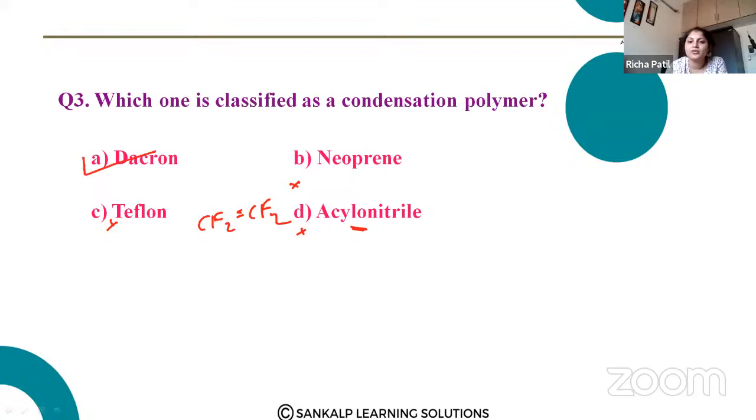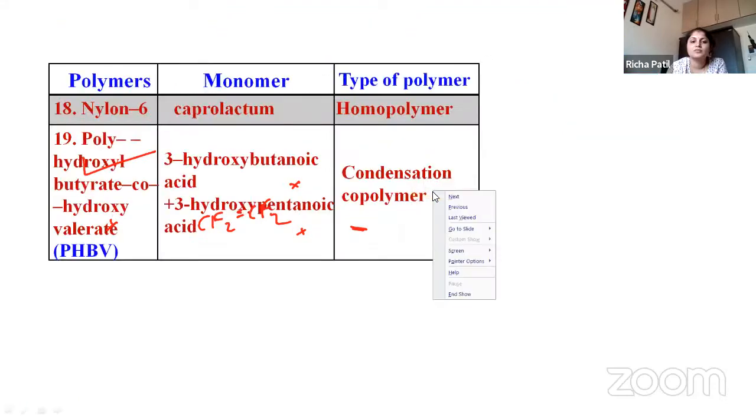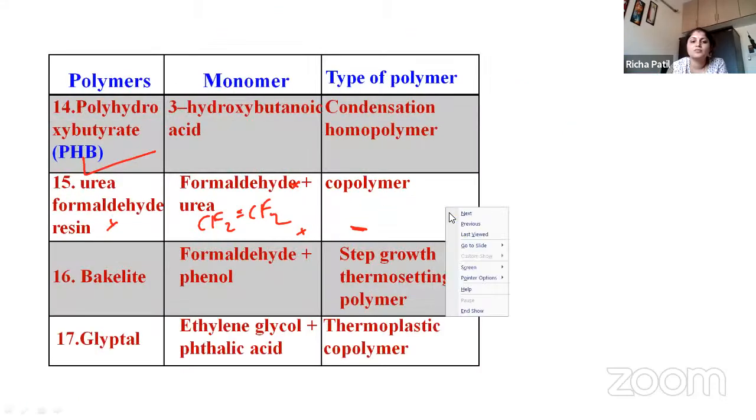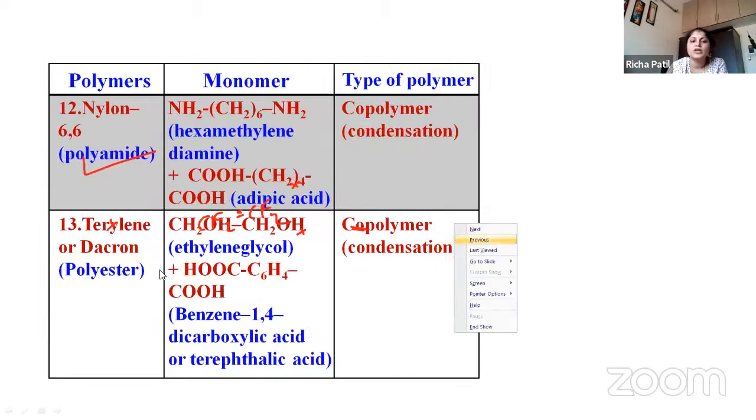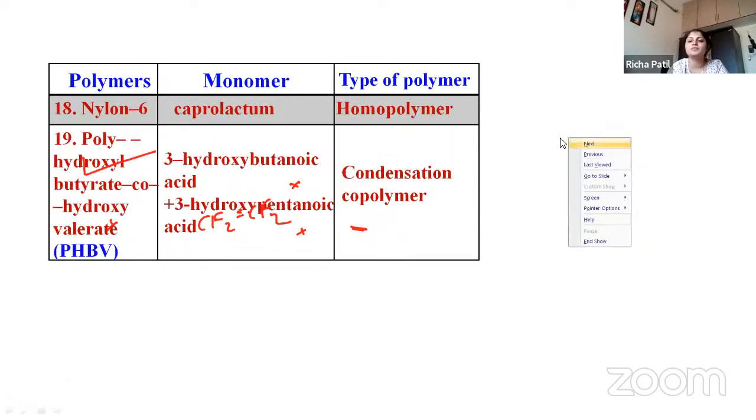It is Dacron. So Dacron, it is made up of what? Ethylene glycol and terephthalic acid, and it undergoes copolymer condensation, right? So we'll go for the next question.